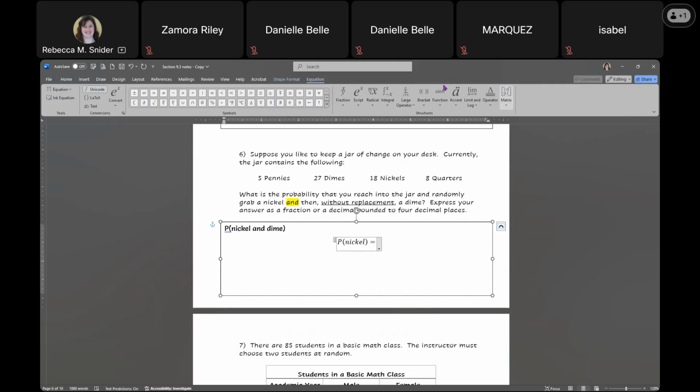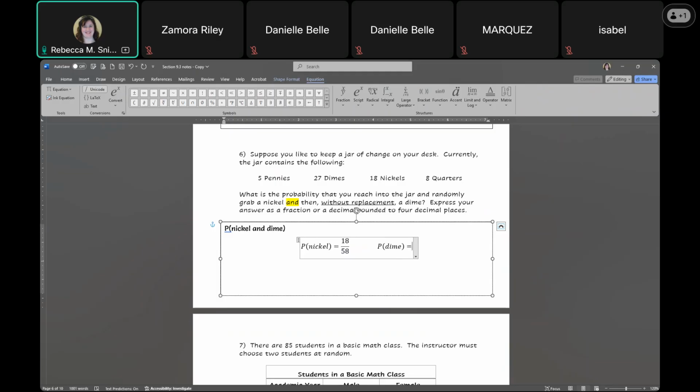And so again, with my fraction, I have to look at how many nickels I have in my jar. Well, I've got 18. And then I have to figure out my total. Since I didn't give you a total, it means you have to calculate it, and there are 58 coins that you have. The second probability you're looking for is the probability of your dime.